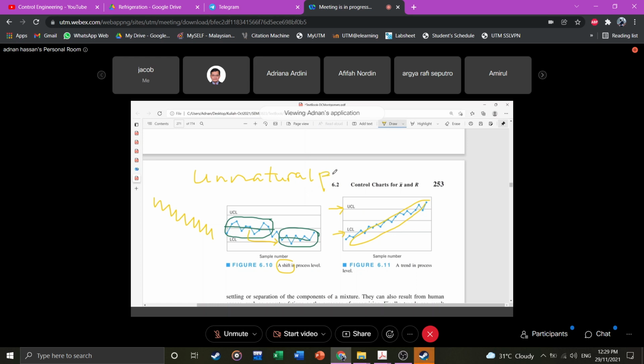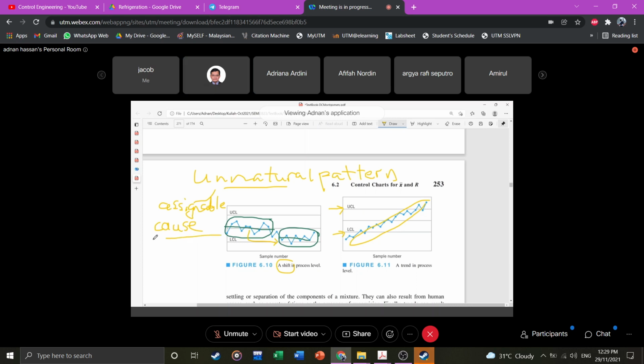Unnatural pattern. If the process is stable, the pattern is natural. If the process is unstable, we call it unnatural pattern. Unnatural pattern is contributed by assignable cause. Assignable cause is a cause that we can determine. We can find the assignable cause, and we can eliminate the cause.